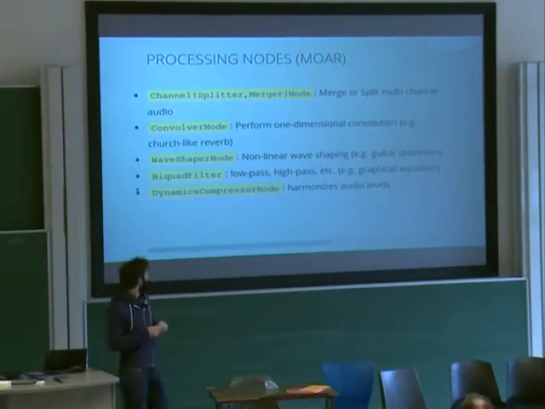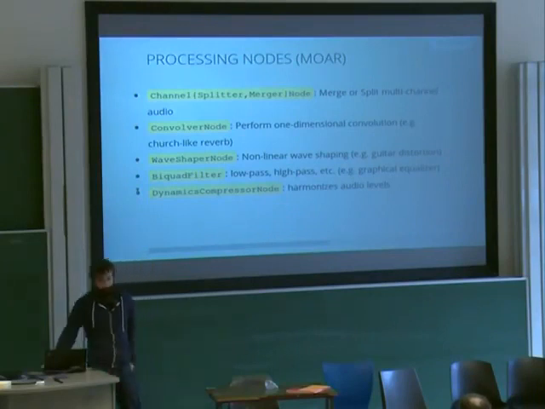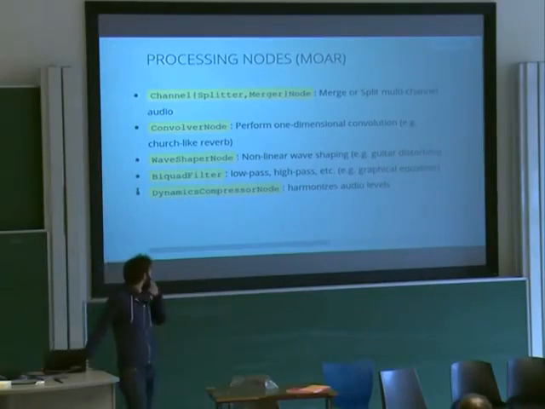A wave shaper, you can do a distortion with it. The fancy way of saying it is nonlinear wave shaping. Yeah, but again, it's pretty hard to understand what it is if you don't actually know what it is. Biquad filter is a low pass, high pass. You can implement an equalizer, a graphic equalizer on it.